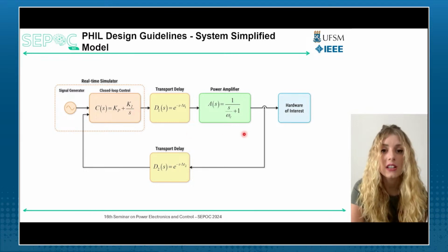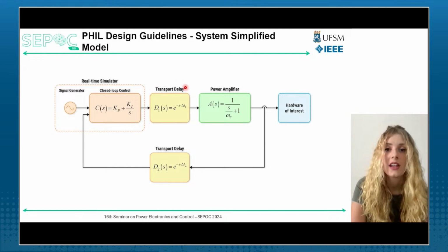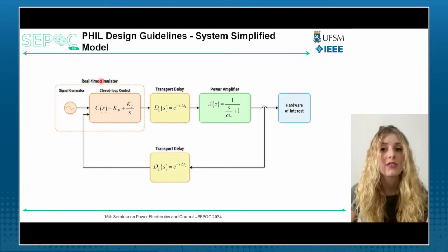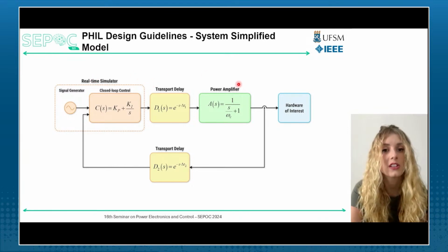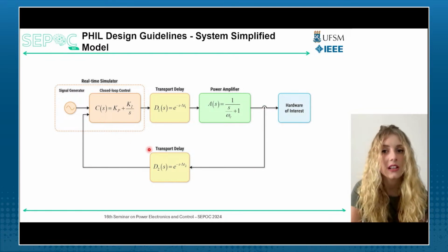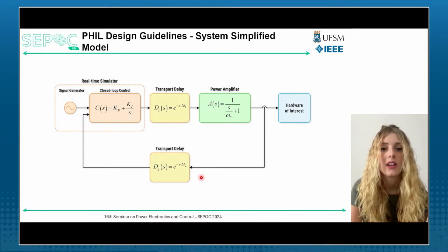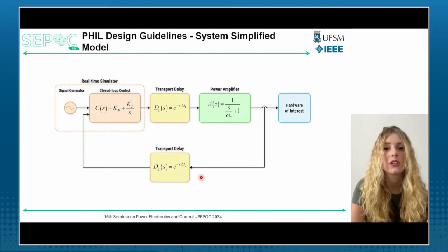The block marked in green represents the power amplifier part, and in between you can see the blocks that represent transport delays. These represent models of delays of set points coming from the real-time simulator to the power amplifier, as well as the delays of the measurement signal from the measurement system back to the real-time simulator. So we will use this model to determine how to choose the right components, the right parts of our power hardware in the loop setup, in order to have, of course, a meaningful and successful simulation.